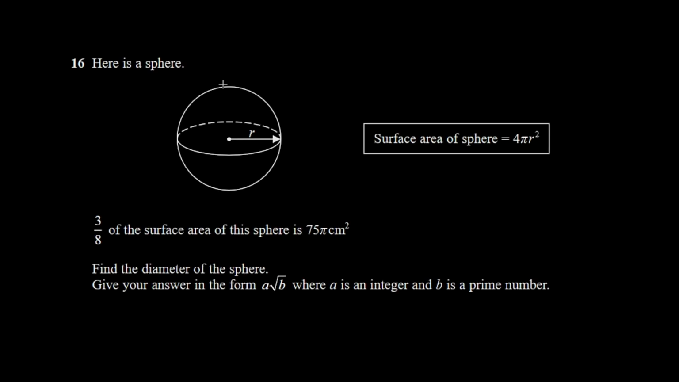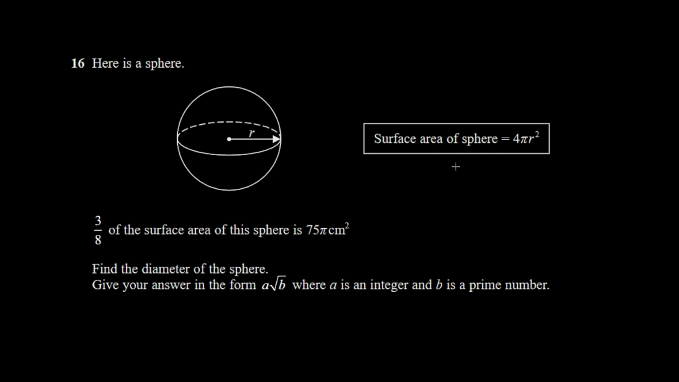Question 16. We've got a sphere. We're told that 3/8 of that surface area is equal to 75 pi. We've got to find the diameter of the sphere and give the answer in the form a root b, where a is an integer and b is a prime. So we'll satisfy that once we've done a lot of the other work.